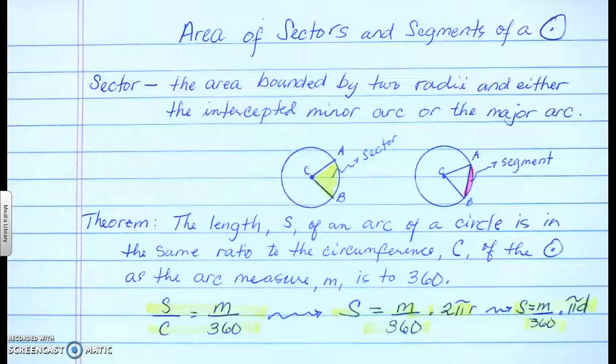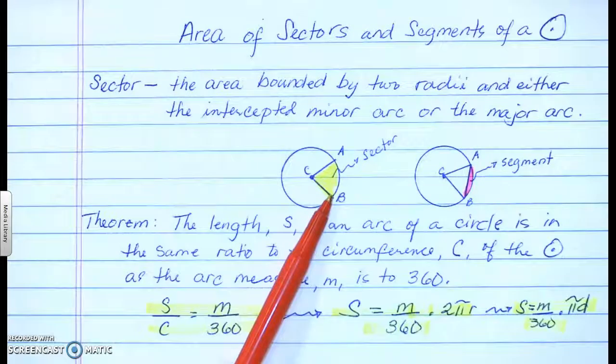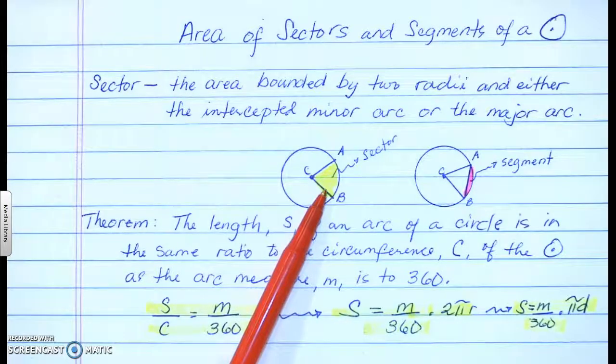Welcome back, everyone. Our topic for today is about the area of sectors and segments of a circle. So, by definition, a sector is the area bounded by two radii and either their intercepted minor arc or the major arc. In this case, I am identifying this highlighted region as your sector.